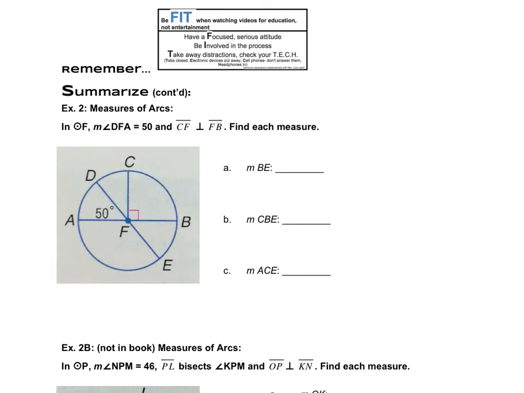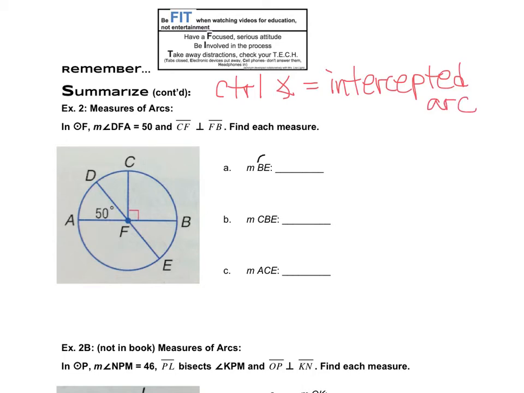On to the next page, we have measures of arcs that we want to find. And I'll just remind you of what we said in the vocab video, that every central angle is always going to be equal to the measure of the intercepted arc. So first, before we go any further, I'd like you to go ahead and put in the arc measures on each one of these, the arc symbols, that is, by the way. And remember that little m in front means measure.